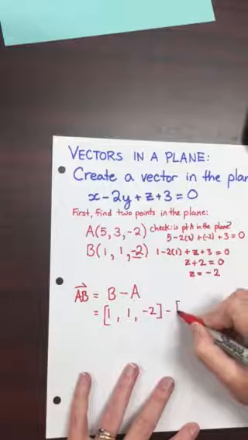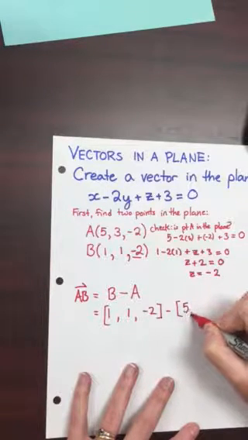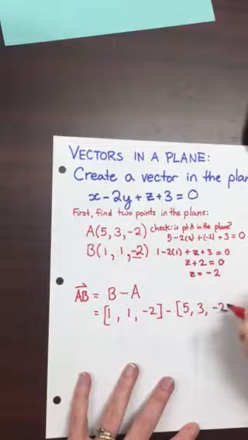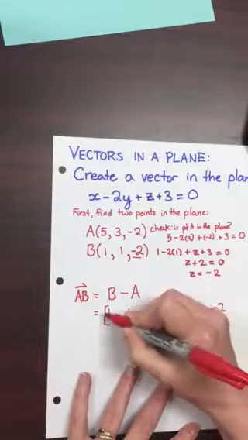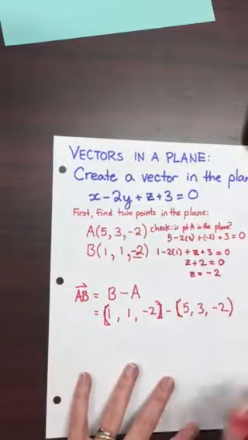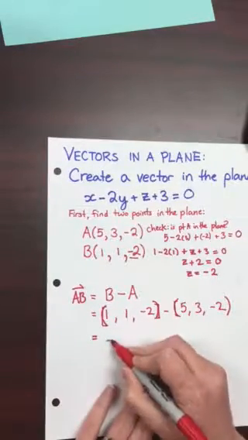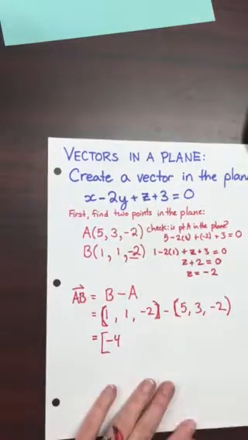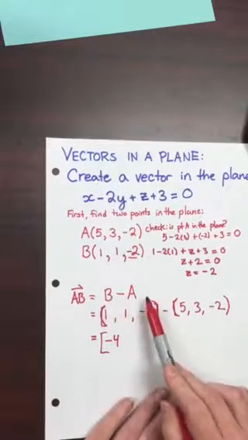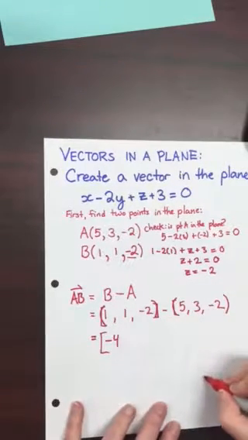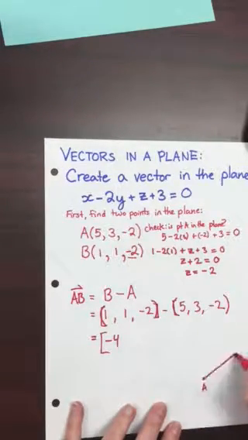minus A. Oh, I'm writing these as vectors. It doesn't really make a difference. I guess I should probably write them as points, though, because they really are points. Okay, there we go. Let's do our B minus A. So I get negative 4. Now, this is definitely a vector here.